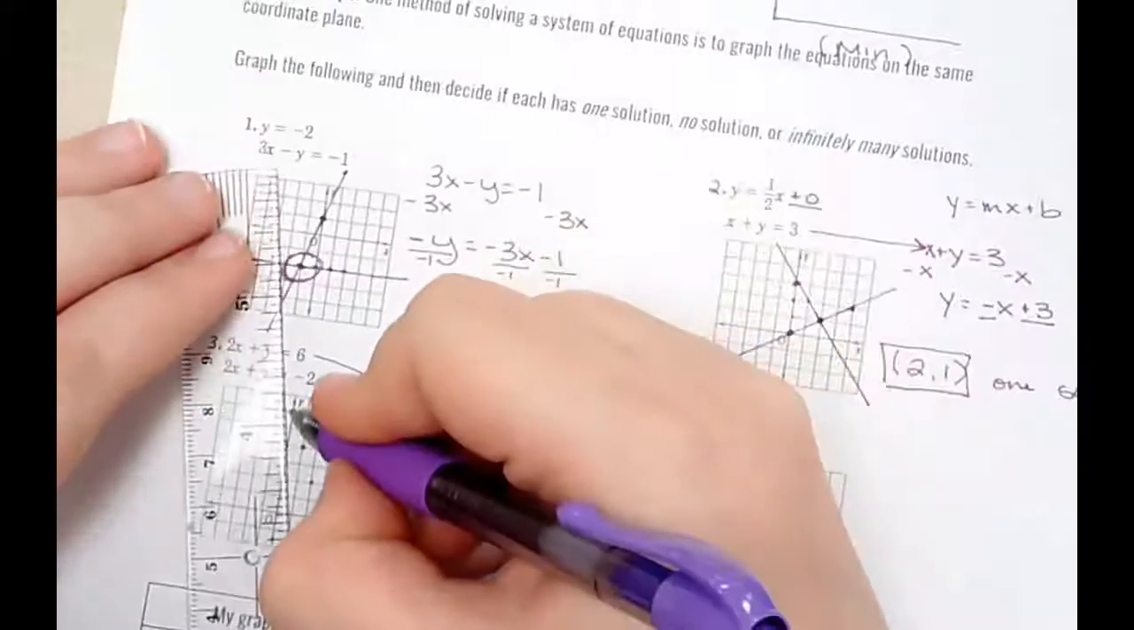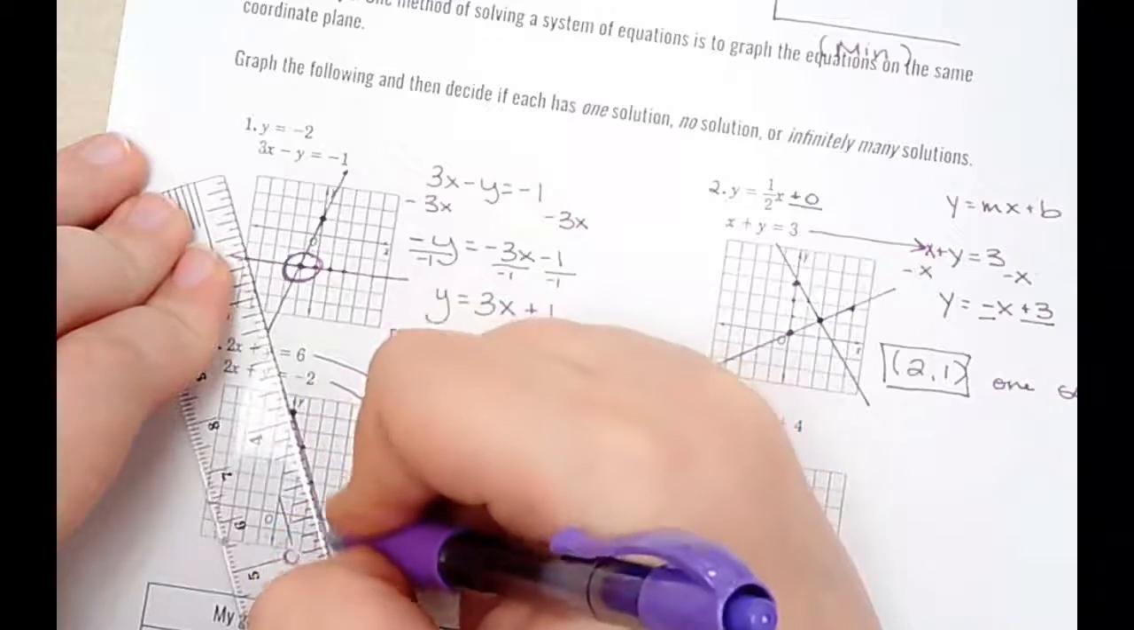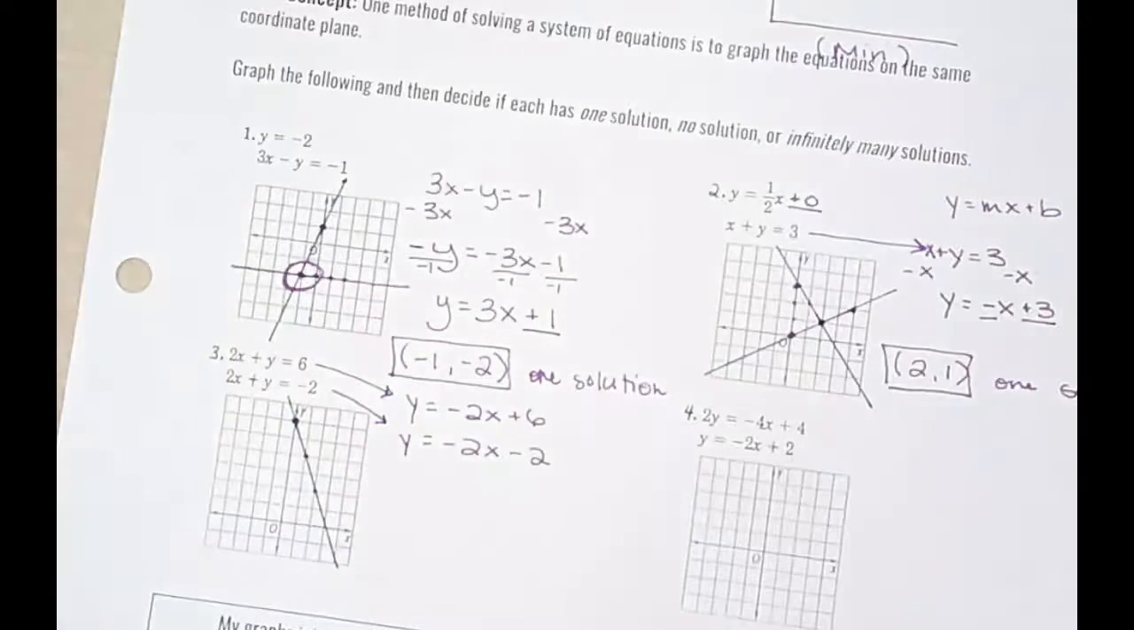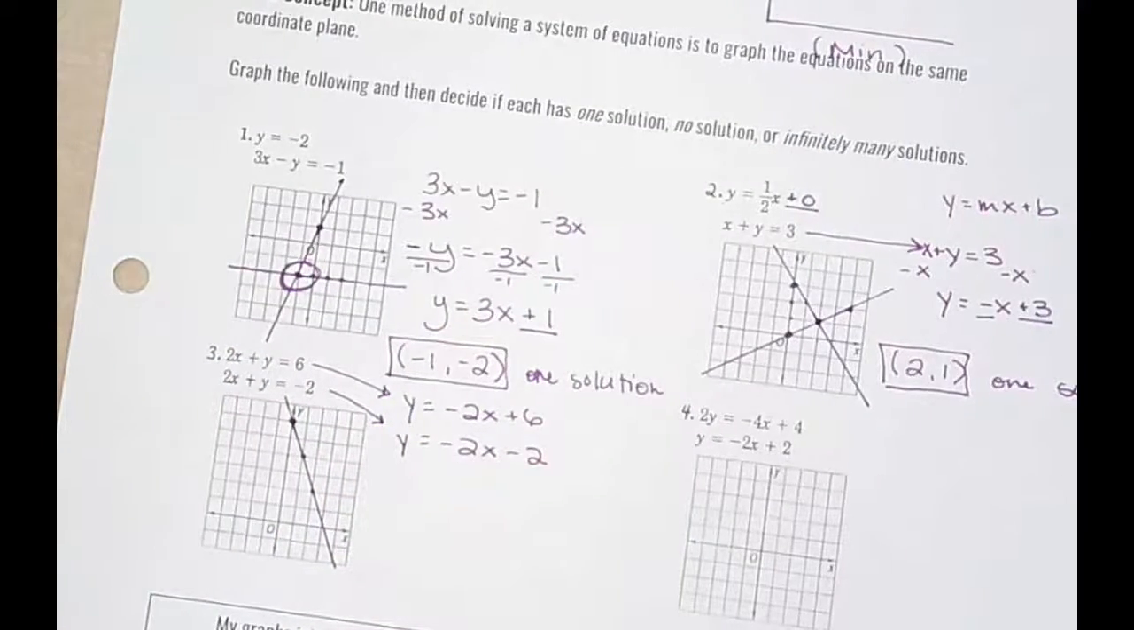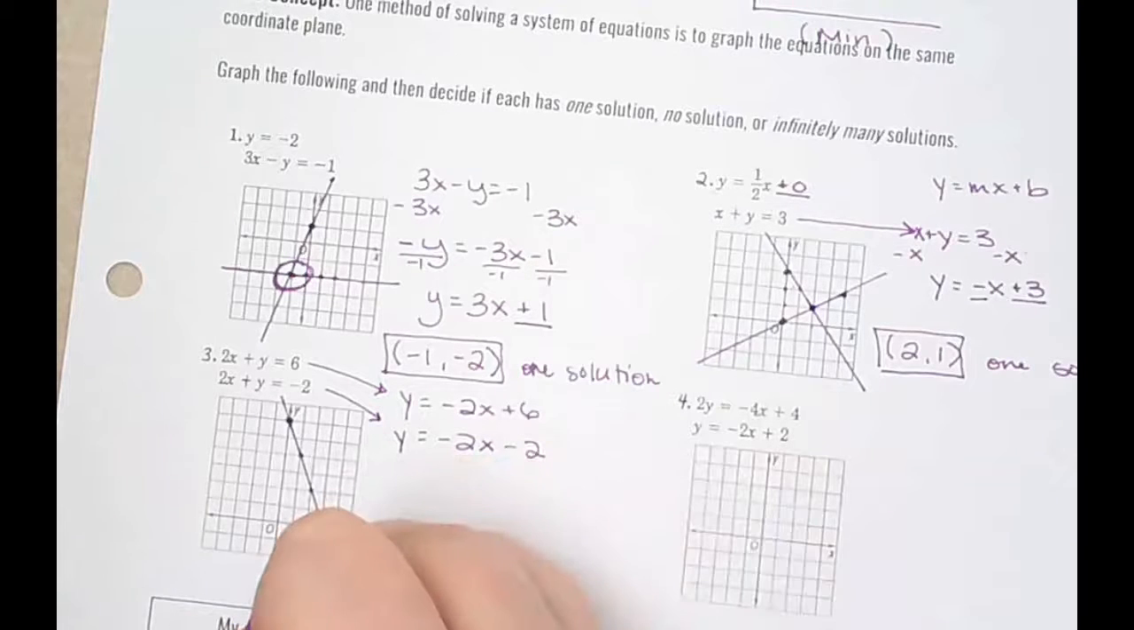I graph. Okay, there's my first line. And then I'll graph my second line. I start at -2, and then I have a slope of -2 over 1.